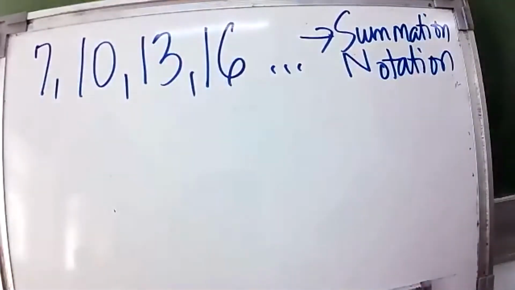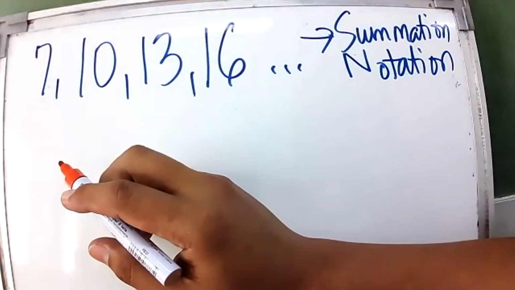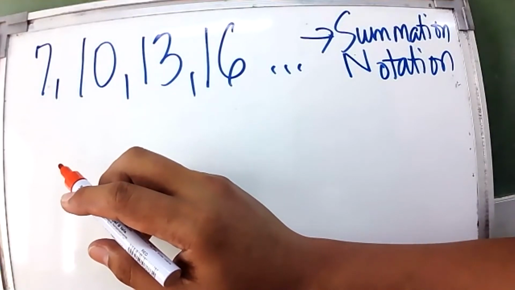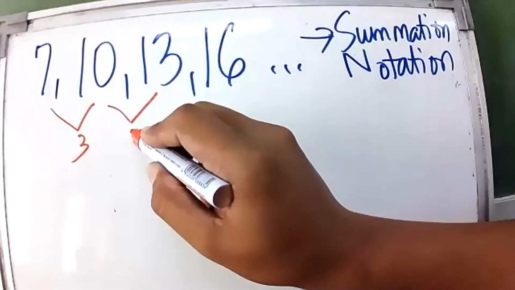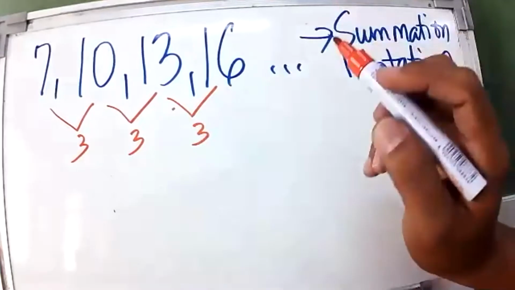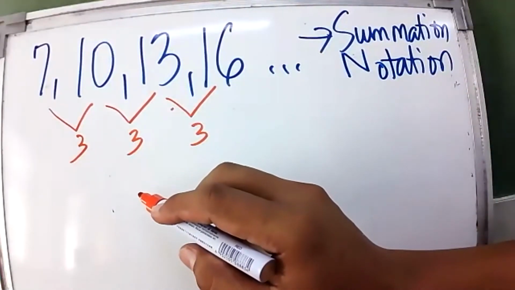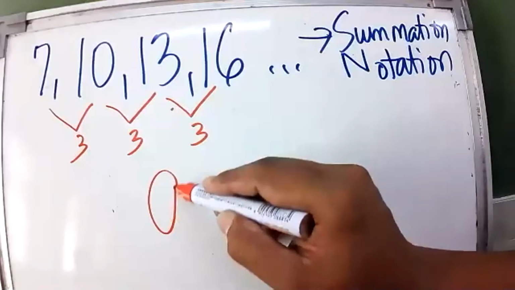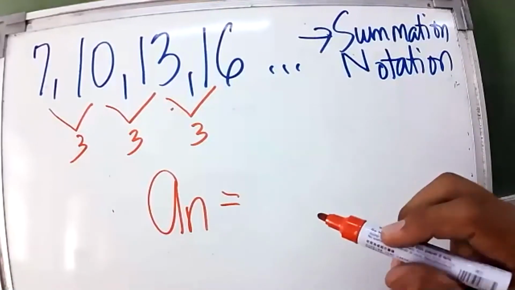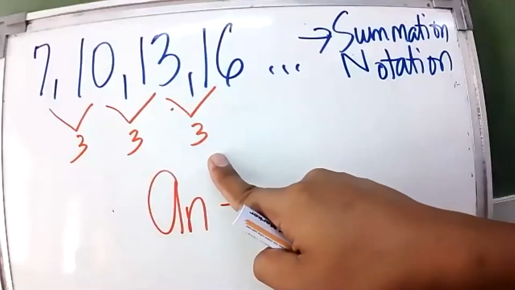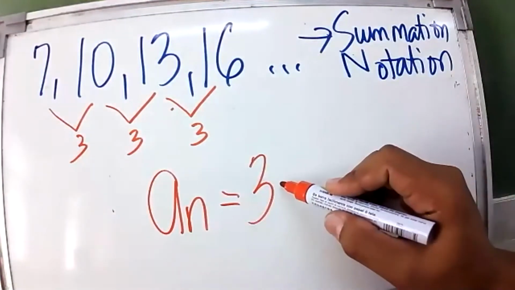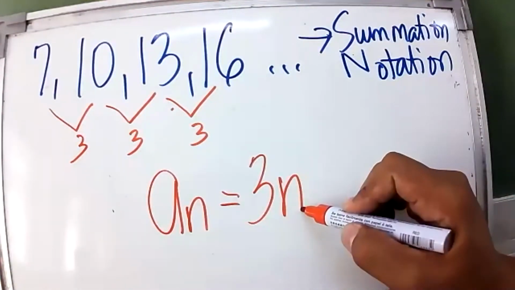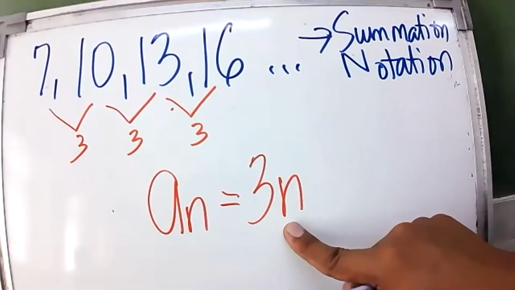First step, identify the pattern. What is the pattern that you got from our sequence? 3. Exactly. So we need to add 3 to each term to get the next term. Right? Now, the next thing to do is to get the explicit form. A sub n is equal to, what will we do with 3? Our common difference. We will copy it together with n. N. Exactly.